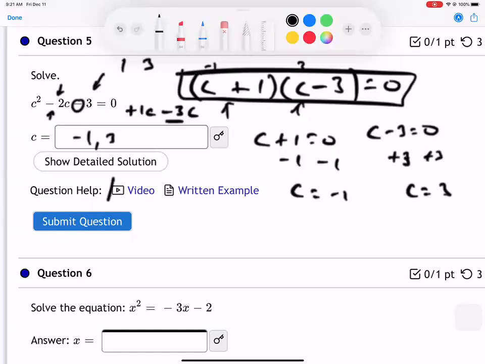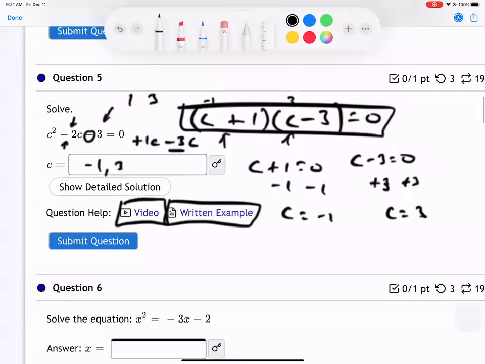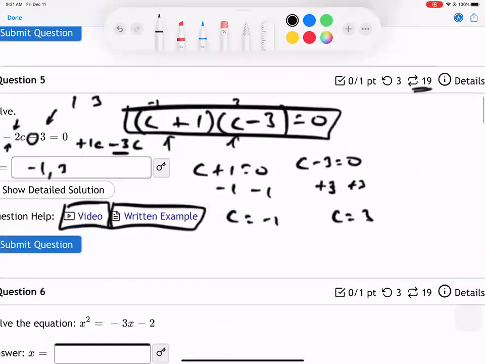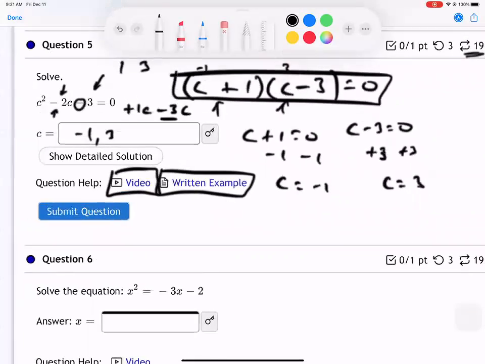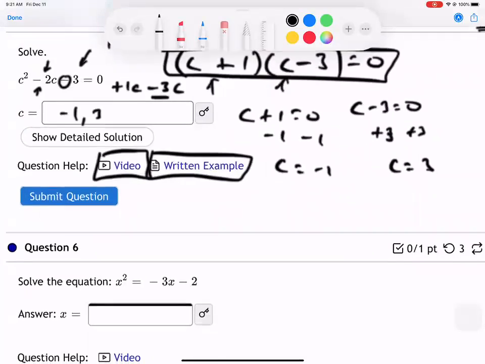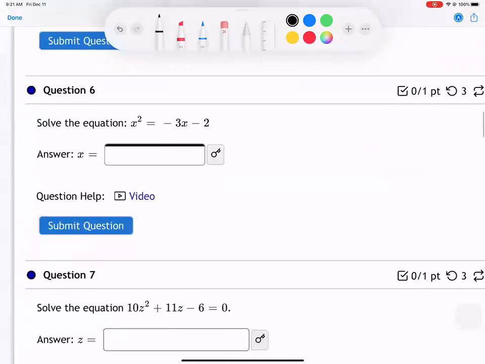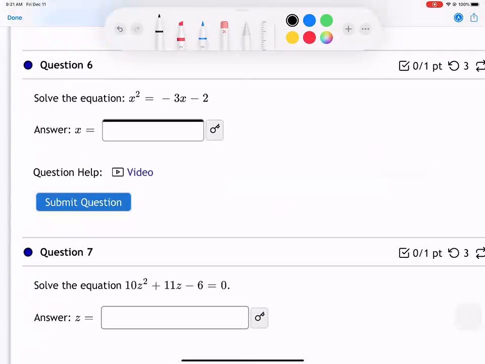If you guys also need help, they also have videos and a written example here. So make sure you do take advantage of it. And if you want to just practice 1,000 times, after you submit this question, you can try another one. There are 19 different versions of this question here. So there's plenty of practice problems that you can do. Now, is this a skill that's important? Yeah, that's what we go over in Algebra 1 and Algebra 2.